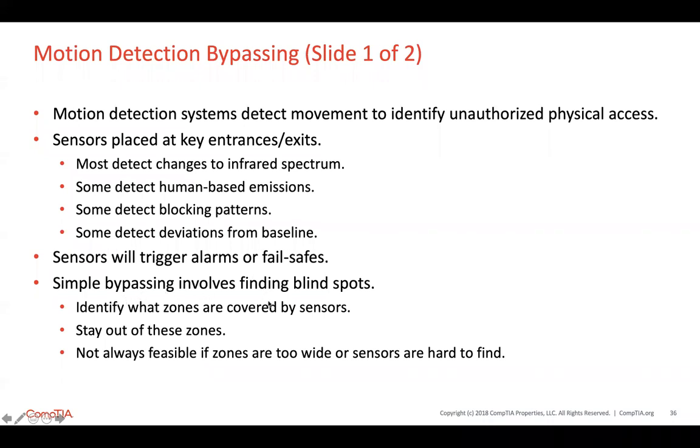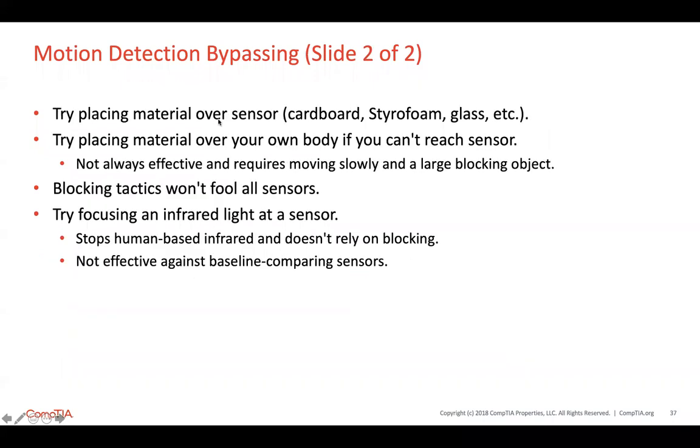Simple bypass involves finding blind spots, identify what zones are covered by sensors, stay out of these zones. Not always feasible if zones are too wide or sensors are too hard to find. Placing material over sensor, or trying to place material over your own body if you can't reach the sensor, not always effective. Requires moving slowly to a large blocking object. Blocking attacks won't fool all sensors.